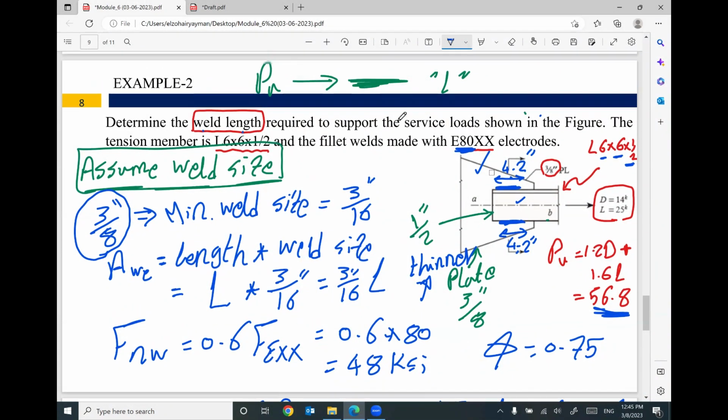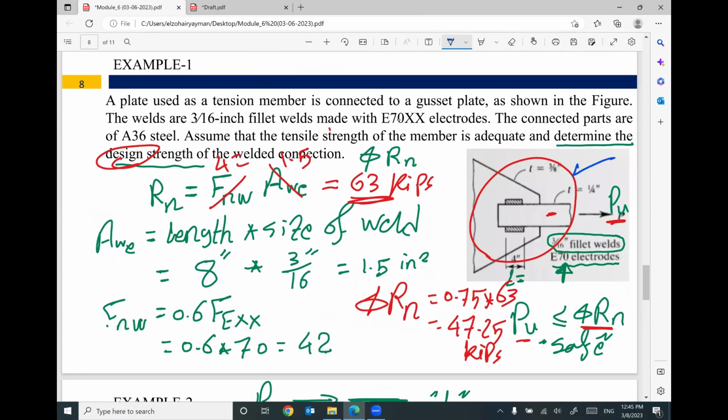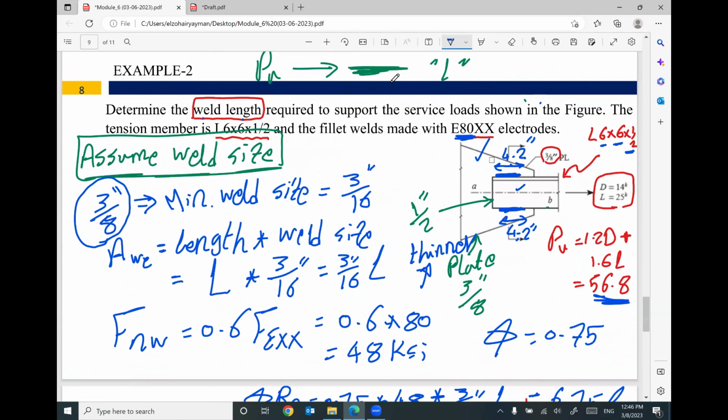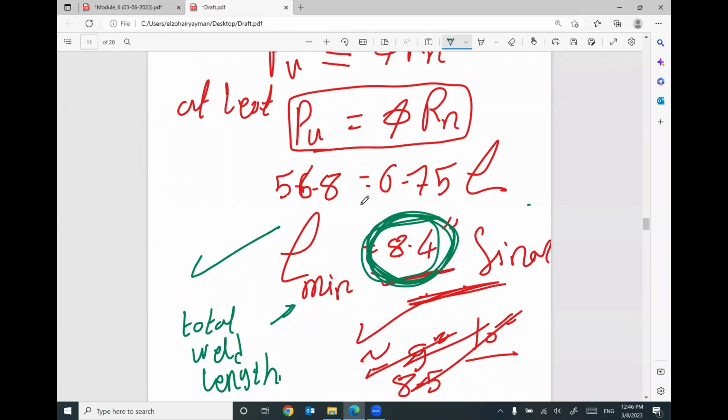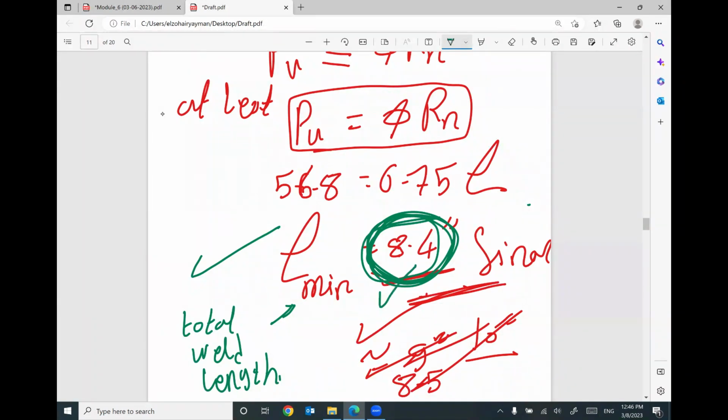So these are the two common types of welding connection. You can assume everything, define the design strengths, and make a comparison to make sure it's safe or unsafe. Or you can assume only the size of the weld, keep the length unknown, and wait until the final step to find your length. And keep in mind, this is the total length. So if you put your weld on this side and this side, this length plus this one must equal the required length.